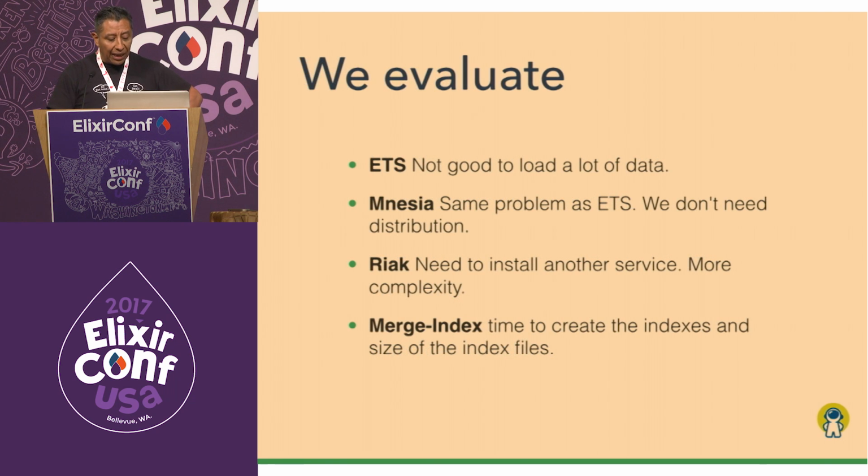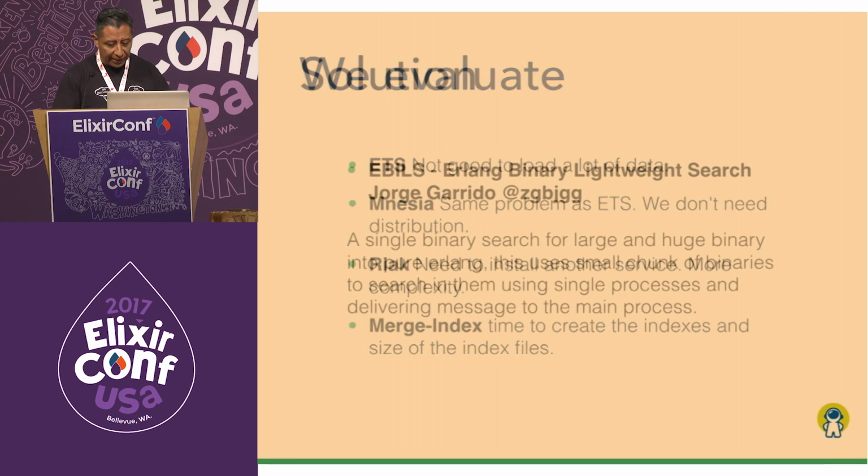So we evaluated some solutions, for example, using ETS, but it was not good for loading that kind of data in memory and doing the search, because most of the operations are related to searching inside the catalogs. We also evaluated Mnesia, but it has more or less the same problems. And Riak for us was too much in order to resolve the problem. We also tried Merge Index, but the problem with Merge Index is that you spend a lot of time doing the indexing of all the catalogs. So it takes a lot of time for us, so it was not an option.